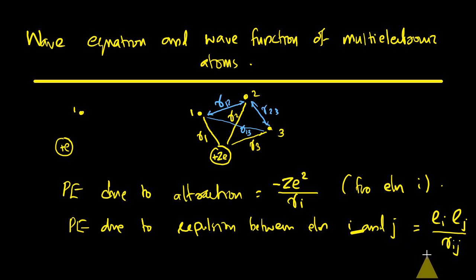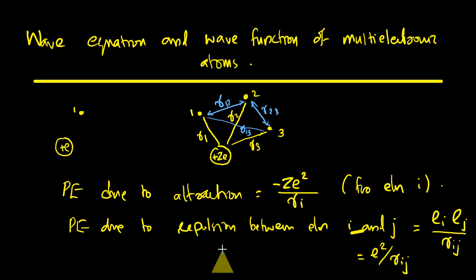Okay, so you will get the potential energy due to repulsion between electron i and electron j, that is equal to E square divided by Rij. We can write E square divided by Rij because Ei is equal to Ej, because both electrons will have the same charge. Actually it is minus Ei into minus Ej, so it will be E square divided by Rij. This potential energy term has the negative sign because this is attractive potential energy, and this potential energy term has the positive sign because it is a repulsive potential energy.